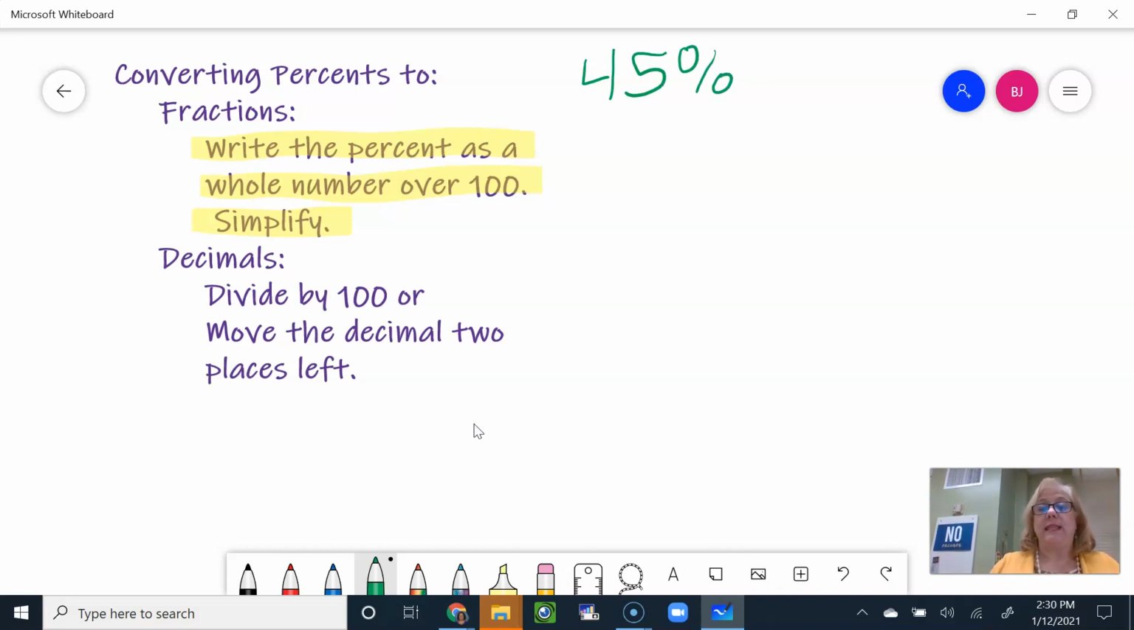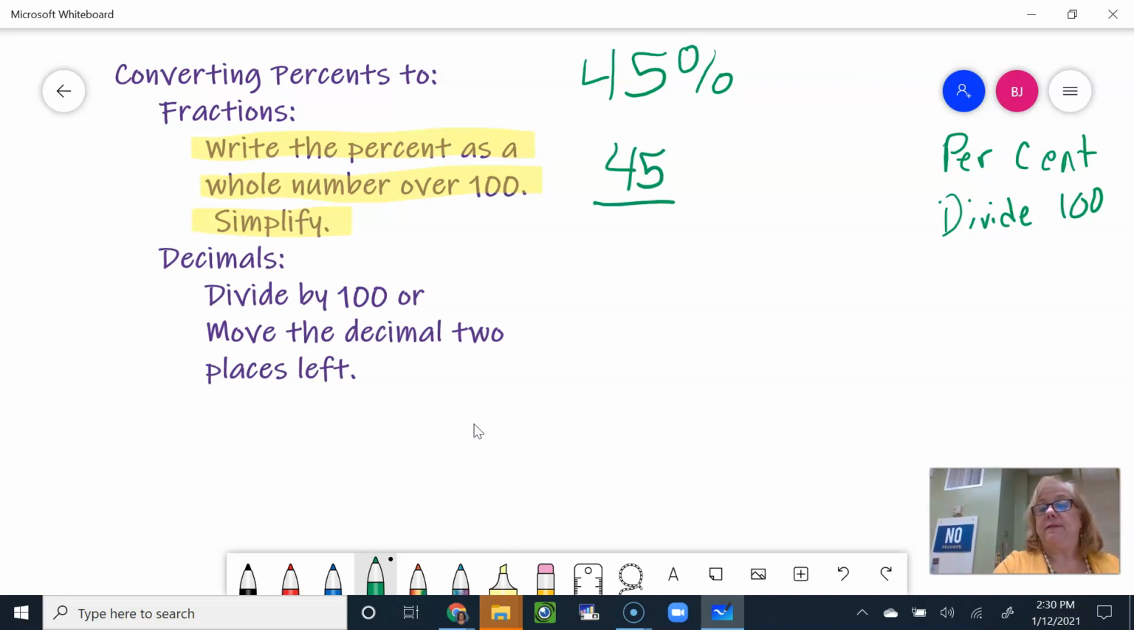and I wanted to write that as a fraction, remember that percent means per, and per means divide, and cent means 100. Okay? And remember, every fraction is a division problem. So 45, here's my divide, 45 per divided by cent, 100. 45 per cent, or 45 divided by 100.